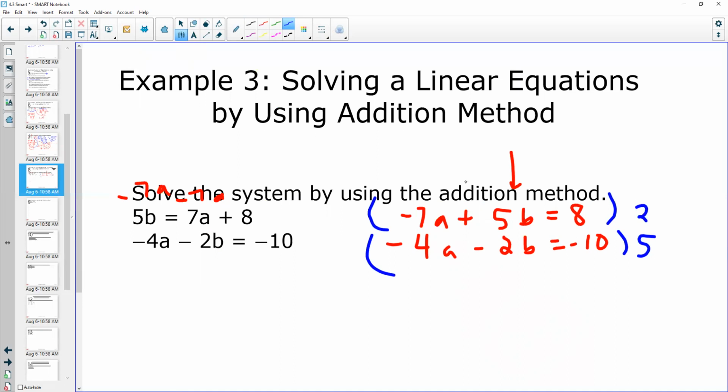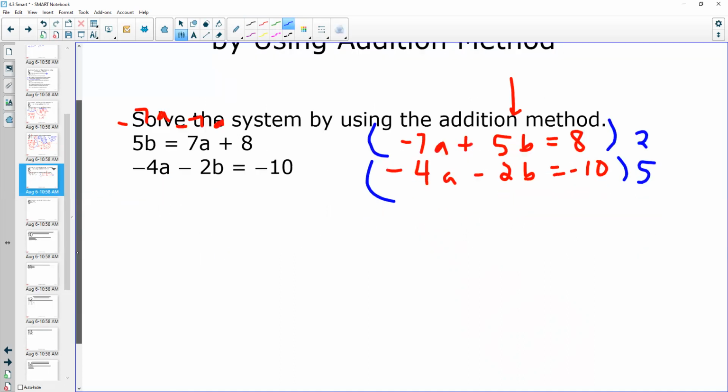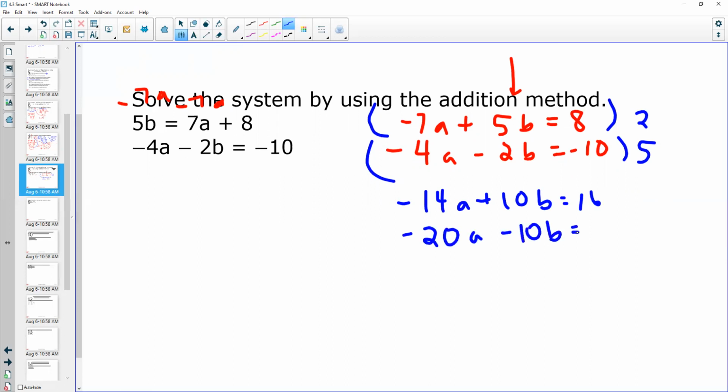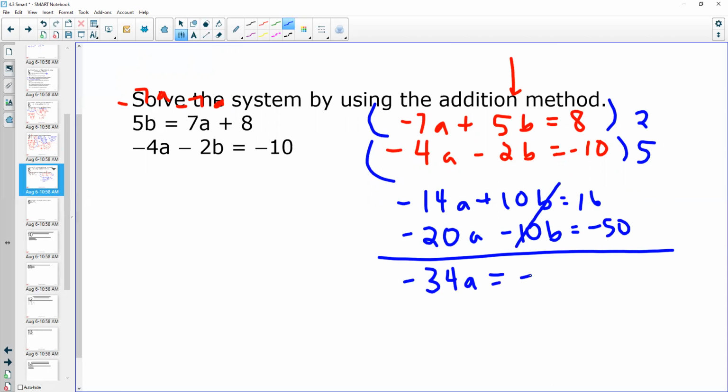Okay? You want them to cancel. That's all you really want. So if I multiply the top equation by 2, I get negative 14a plus 10b equals 16. And on the bottom, I get negative 20a minus 10b equals negative 50. Okay, now I'm just going to add them together. So I get negative 34a, b's cancel, equals negative 34.